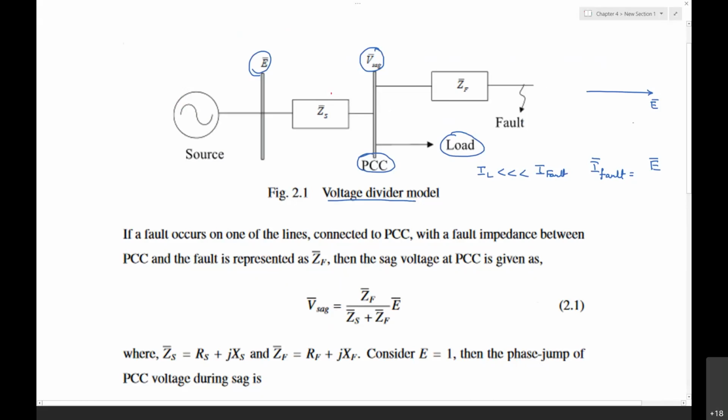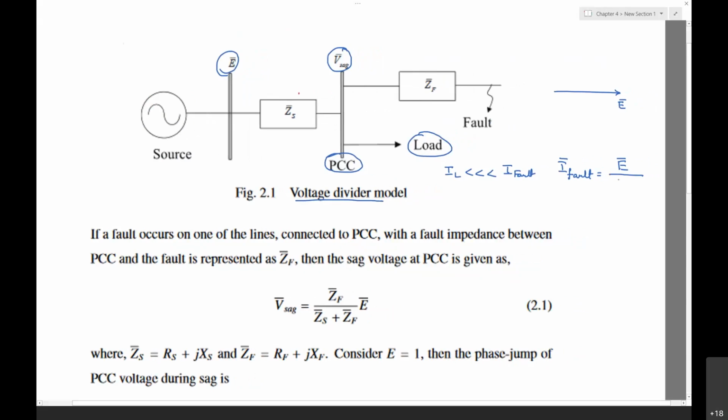We are taking this E bar as a reference. Then the fault current I fault is equal to E bar by ZS bar plus ZF bar. Now, when you find out that I fault is equal to E bar by ZS plus ZF, we find out the fault. If you want to find out the V sag, then what is the equation?